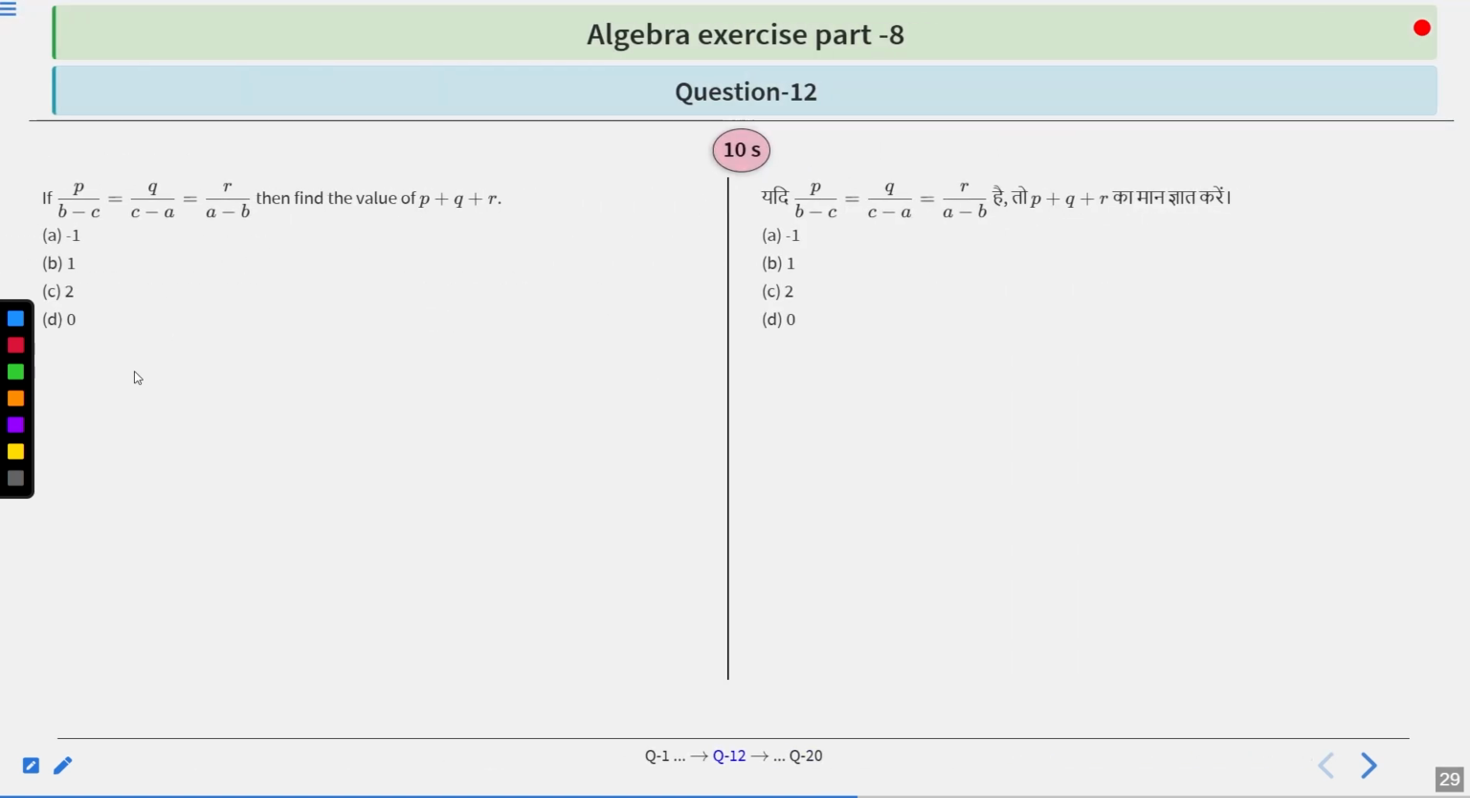Next, if P upon B minus C is equal to Q upon C minus A is equal to R upon A minus B, then find the value of P plus Q plus R. And the options are option A, -1, option B, 1, option C, 2, and option D, 0. These are the options.